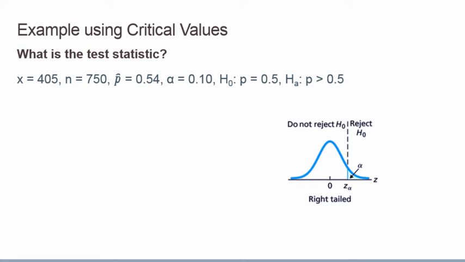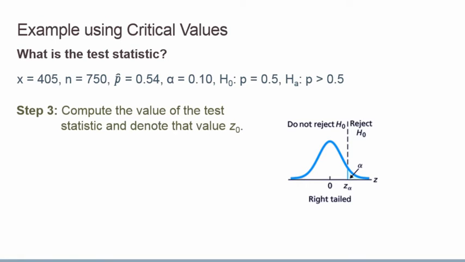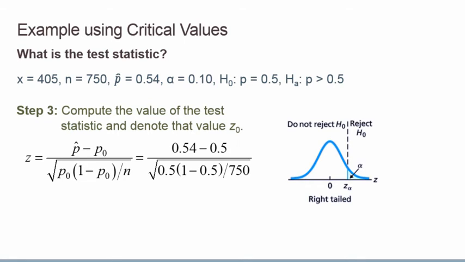What is the test statistic? Step 3, compute the value of the test statistic and denote that value z sub 0. Our formula for z is p hat minus p sub 0 all over the square root of p sub 0 times (1 minus p sub 0) divided by n. Substituting, we have 0.54 minus 0.5 all over the square root of 0.5 times (1 minus 0.5) divided by 750.